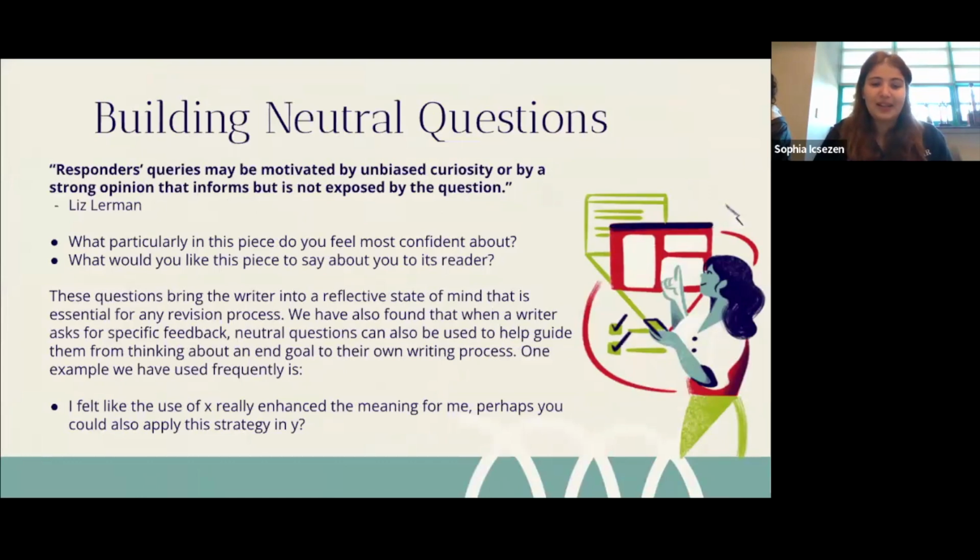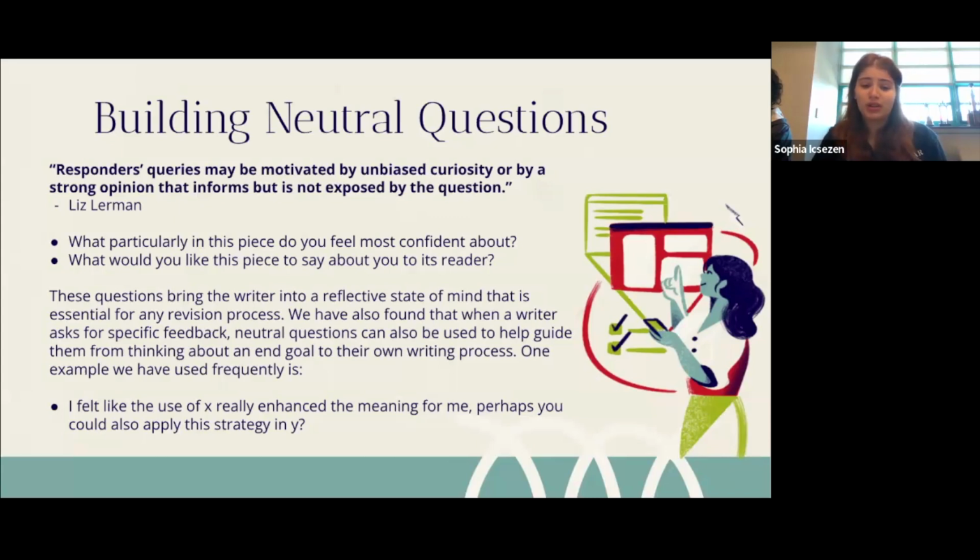Okay, let's start off with this guiding Liz Lerman quote. "Responders' queries may be motivated by unbiased curiosity or by a strong opinion that informs but is not exposed by the question." This is a very important point for you as a consultant to acknowledge. You must allow your own curiosity to fuel your questions without imbuing your own opinion on the writer in question. However, the writer can also tell when you are asking questions without any genuine interest. So try to form your questions with interest in their work and in helping the writer through their process.